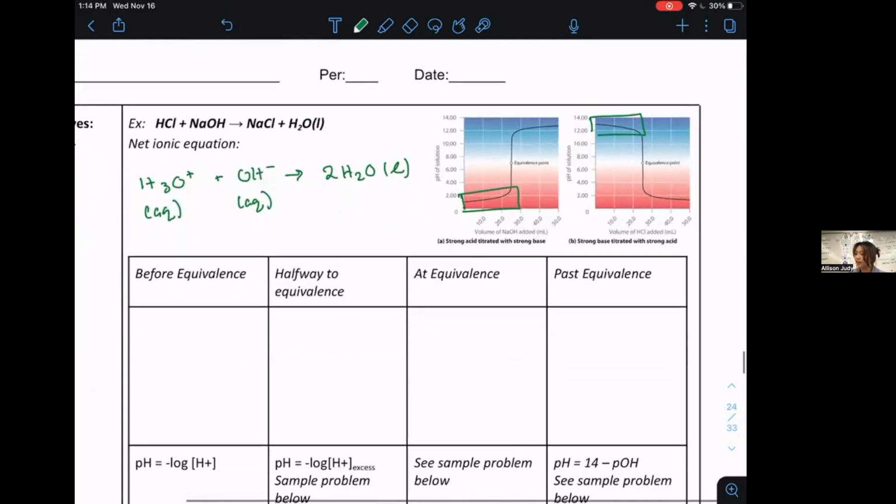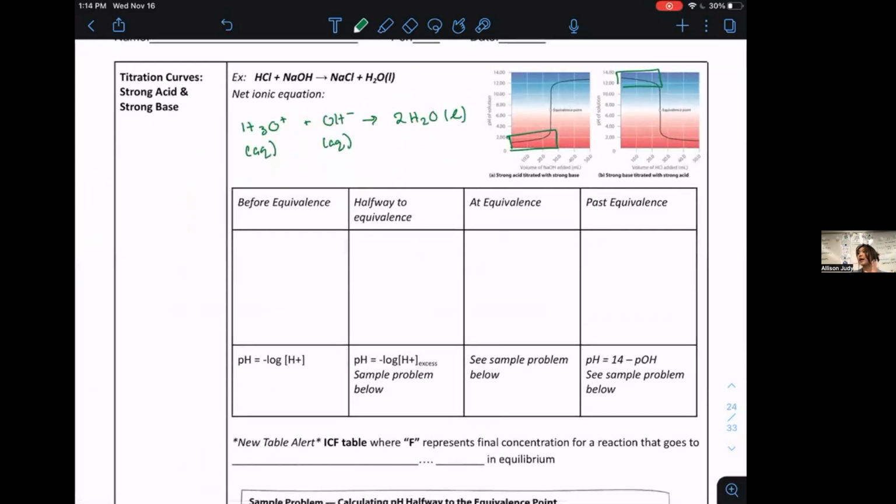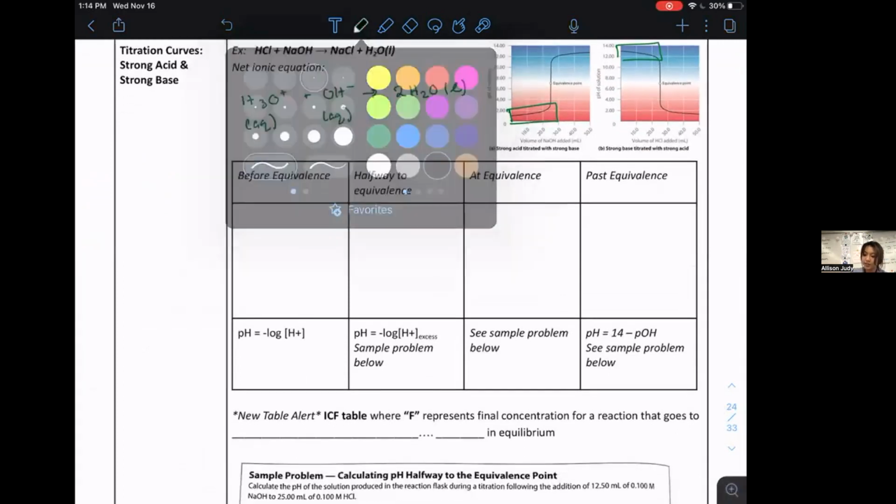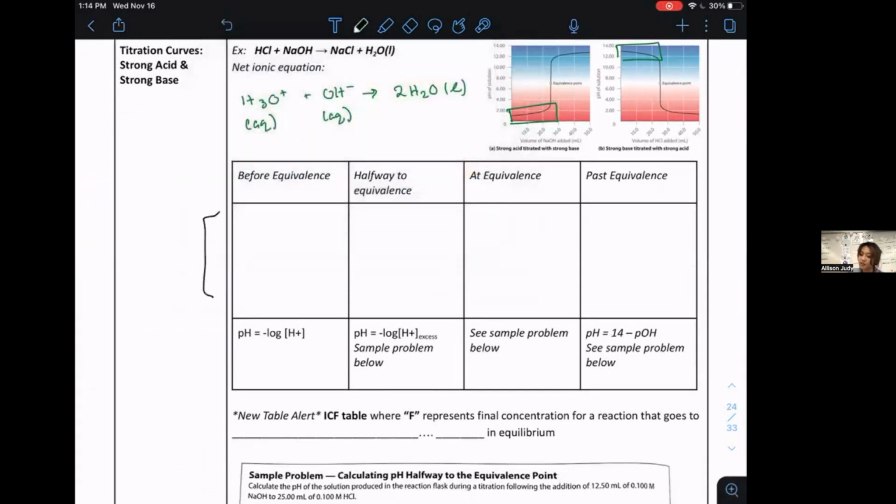So here I'm going to create a little chart to summarize the 4 stages that we can calculate in a titration problem. And the first is before equivalence. What you're going to notice is this first half of the table is going to be the conceptual understanding. This second half is going to be the math for finding the pH that goes with it. So this is how I'm breaking down my summary tables.